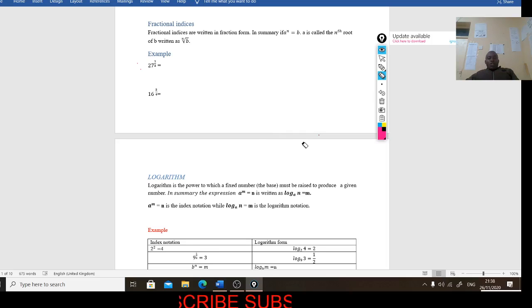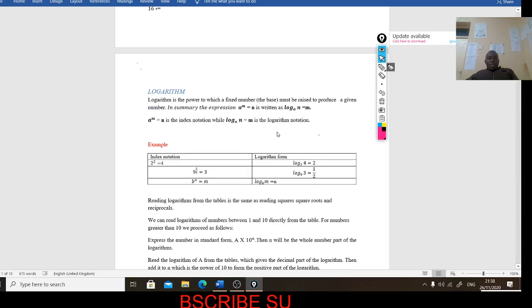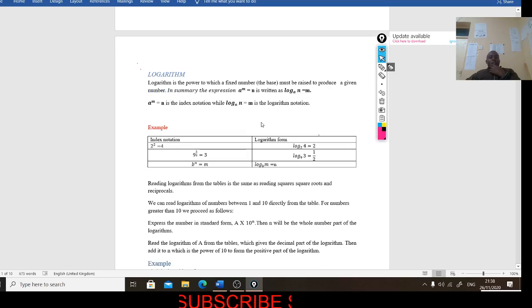But now we continue with another subtopic, that is logarithms. A logarithm is the power to which a fixed number, that is the base, must be raised to produce a given number.